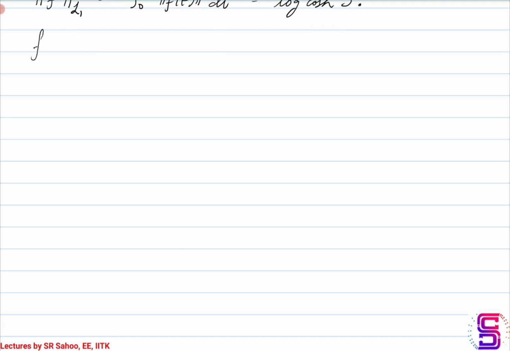Similarly, let us take a signal f of t. F of t is sine of t for t between 0 and infinity, and 0 for t in the remaining interval. So we are considering a signal which occurs from t equal to 0 onwards. Now, will f belong to the LP space?